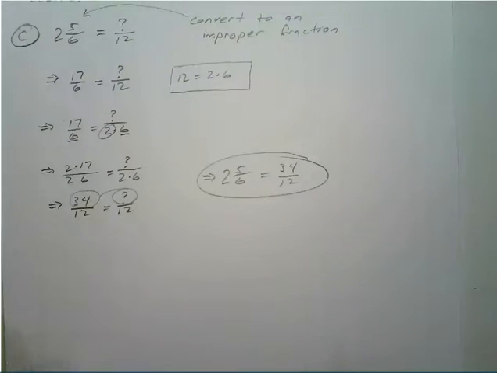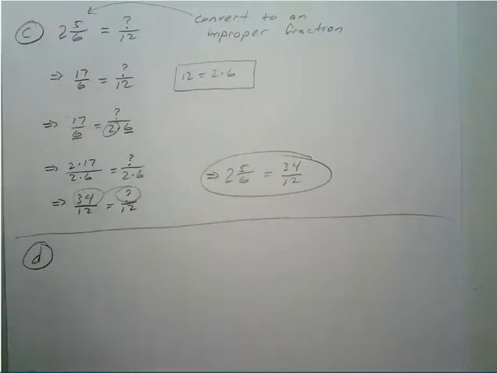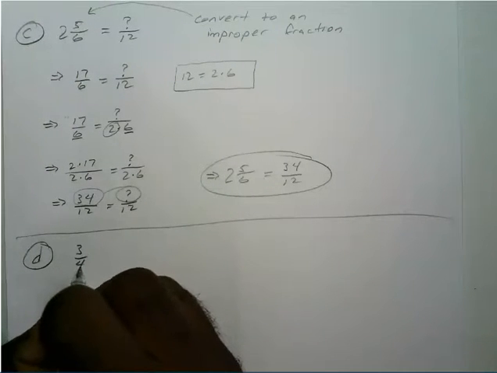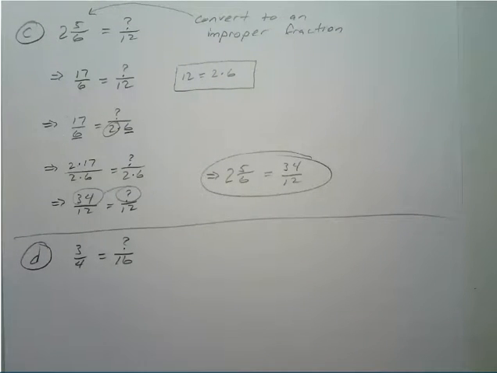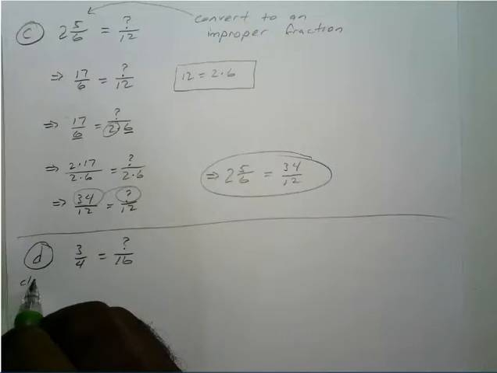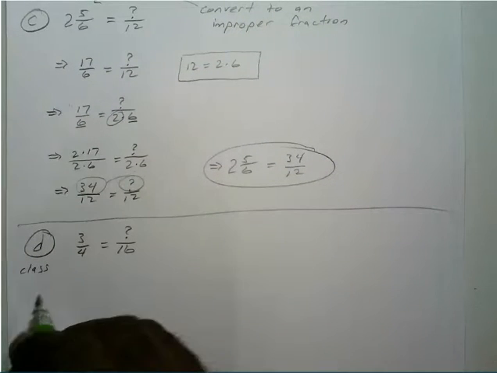All right, so go ahead and do problem D. We have 3/4 is equal to some unknown over 16. What I want you to do is go ahead and press pause and try to find that equivalent fraction on your own. All right, so I'm assuming you've pressed pause and you've worked this one out. So let's go ahead and verify your answer.